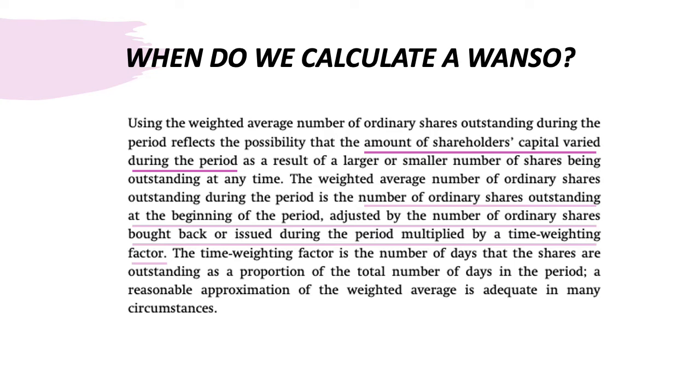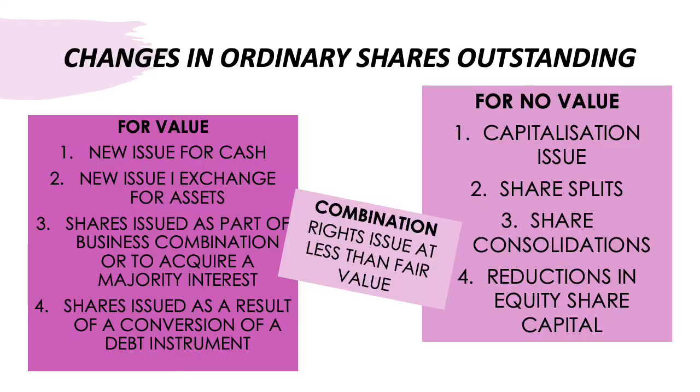When we calculate the WANZO and take the variation in the number of ordinary shares outstanding into account, it is vital that we know how and why the changes in ordinary share capital arose, as the how and the why determine the treatment of the change in the shares. Changes in ordinary shares outstanding can form part of one of three categories.